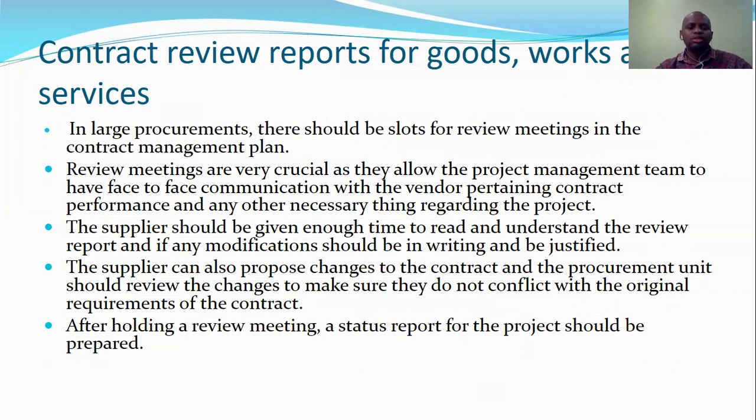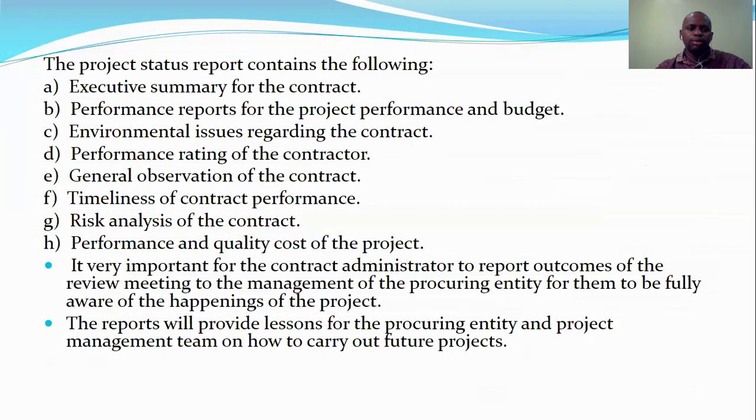The supplier should be given enough time to read and understand the review report. And any modification should be in writing and must be justified. The supplier can also propose changes to the contract, and the procurement unit should review any changes to make sure that they do not conflict with the original requirement. After holding a review meeting, a status report for the project should be prepared.